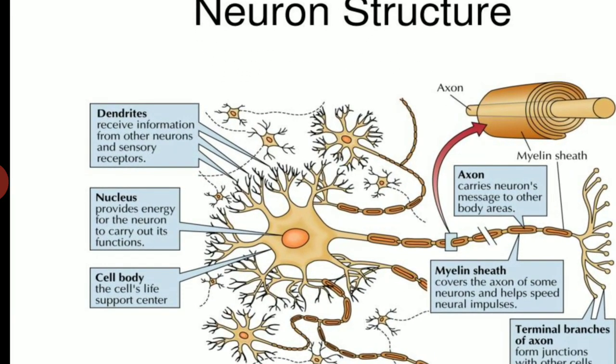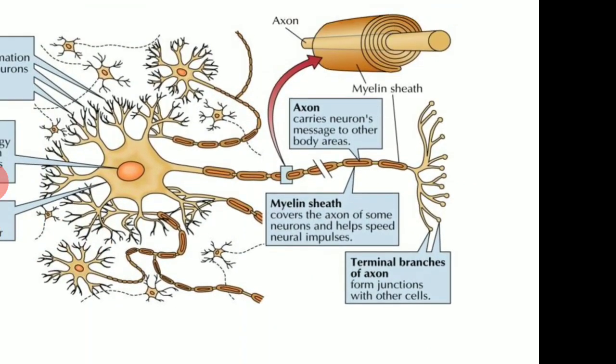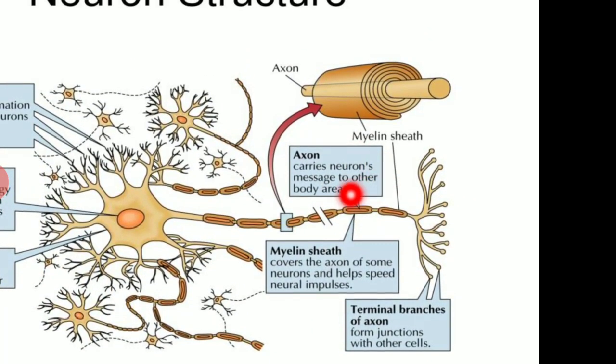Now, functions of a neuron. Dendrites are basically responsible for receiving information, sensory information, from other neurons and sensory receptors. The nucleus provides energy for the neuron to carry out its function. An axon carries the neuron's message to other body areas.